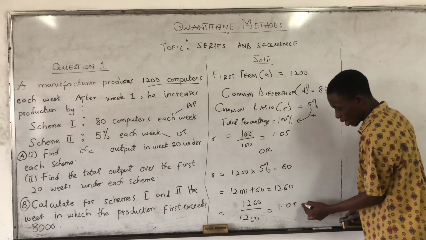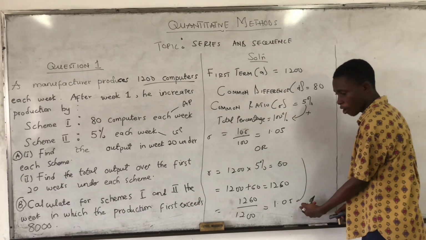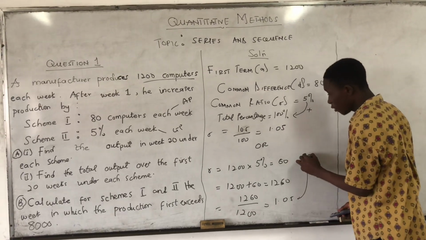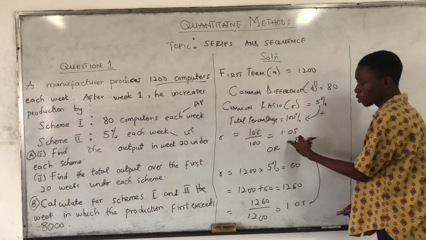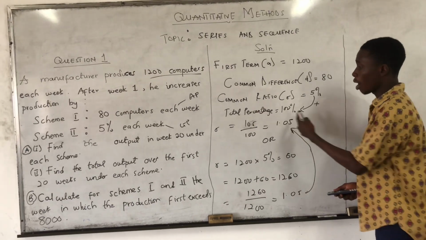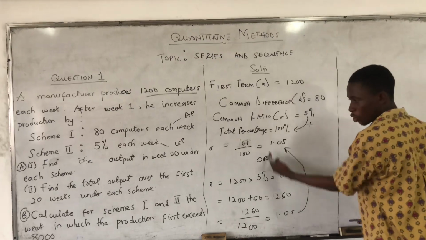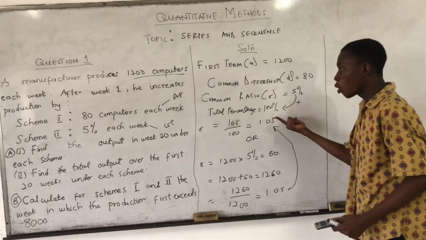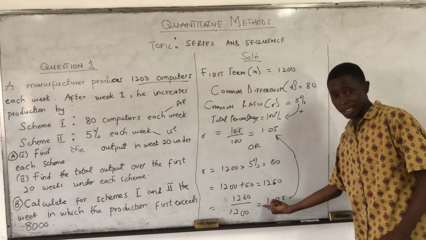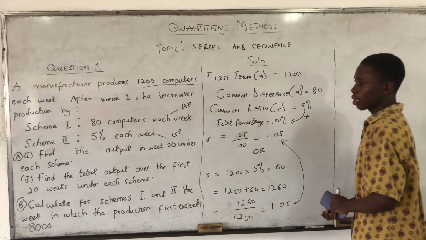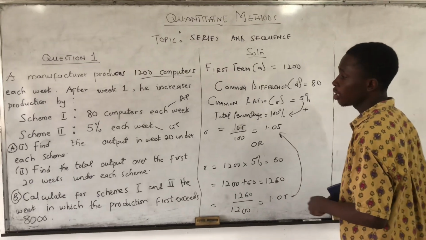Using this understanding, we are getting 1.05 as our common ratio. If you are using this understanding too, we are getting our common ratio as 1.05. So you can pick any of them. Either you use this understanding to get your common ratio, or you use this understanding to also get your common ratio. Now let's move straight to question A.